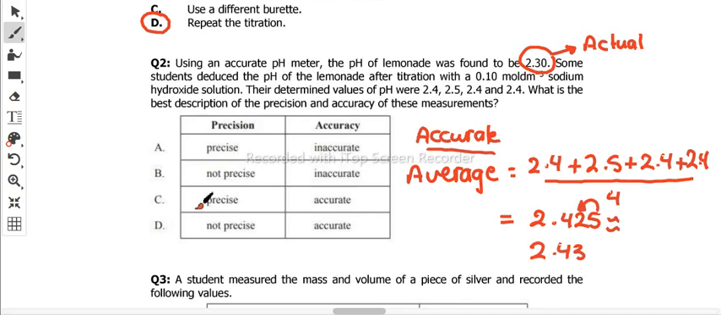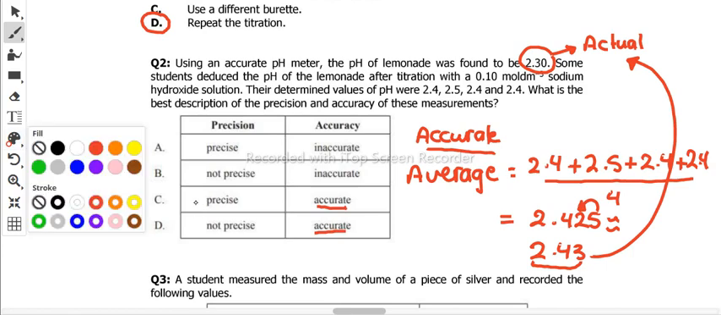If we want now to compare the experimental average results with the actual that we have been given inside the question, we're going to find that our measurement data is described as being accurate since it is so close to the actual. So for the accuracy, we're going with accurate as a final answer. So the final answer is either C or D. Continuing with the precision part.